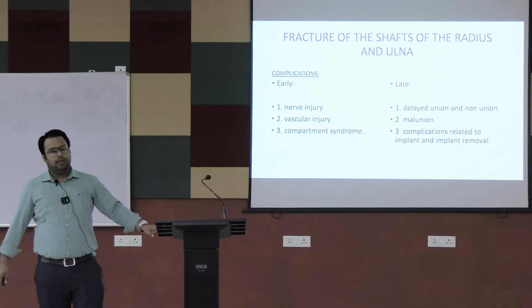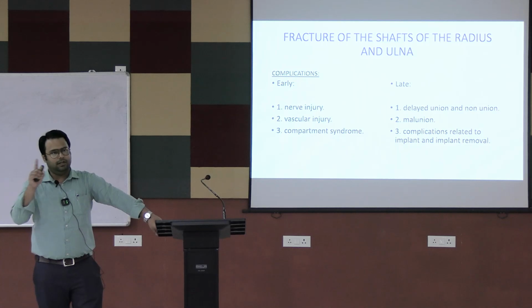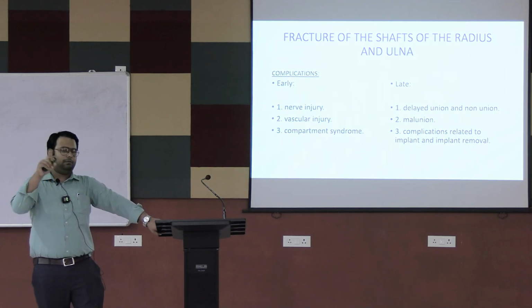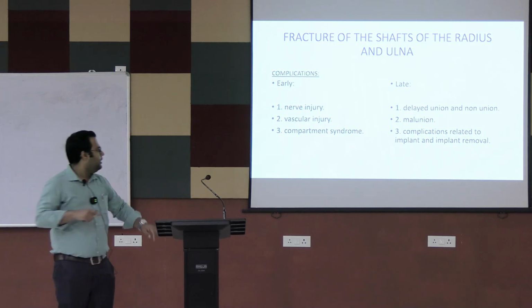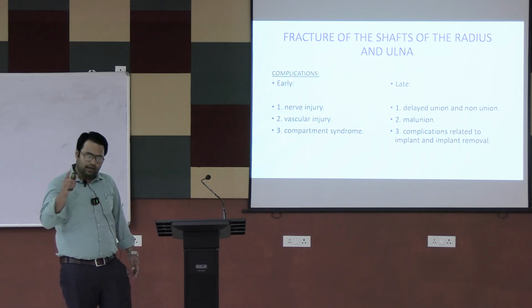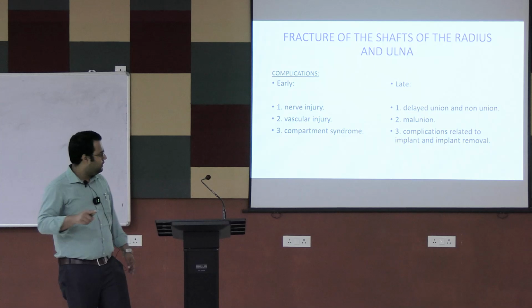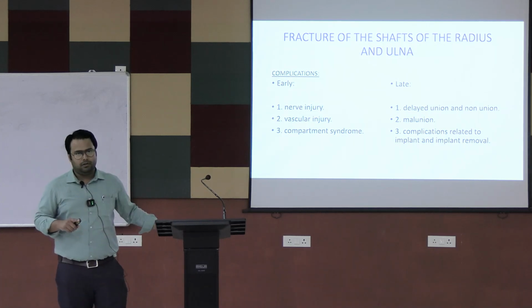And what is non-union? In case of long bones, when the fracture is not united at 9 months post intervention or trauma, that is called non-union, or after 3 months of any consecutive X-rays, if we don't see any particular callus formation, that will be termed as a non-union. Next, coming to malunion. What is malunion? Malunion means the fracture is united but is not united in a proper anatomical position. And lastly, complications related to implant and implant removal.